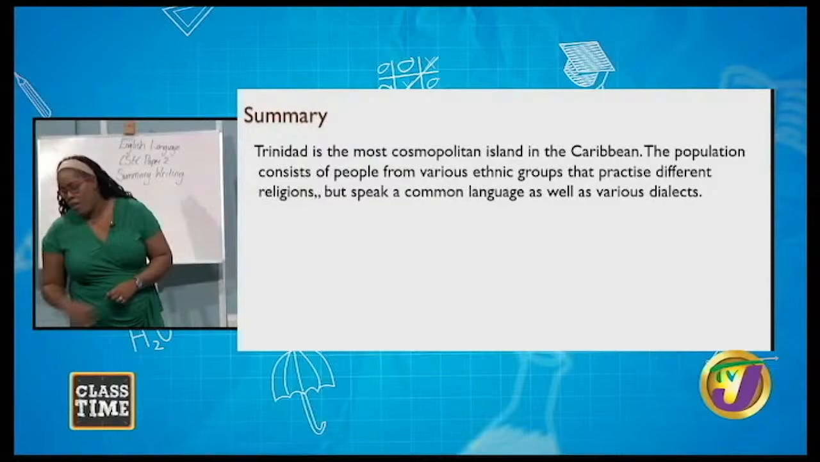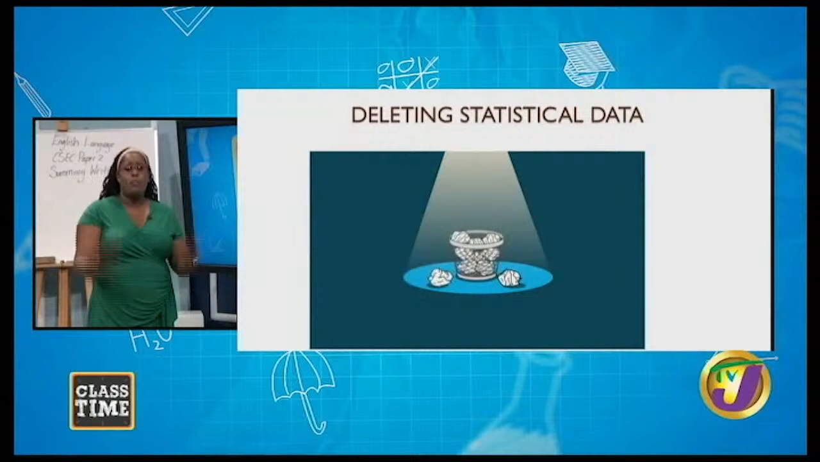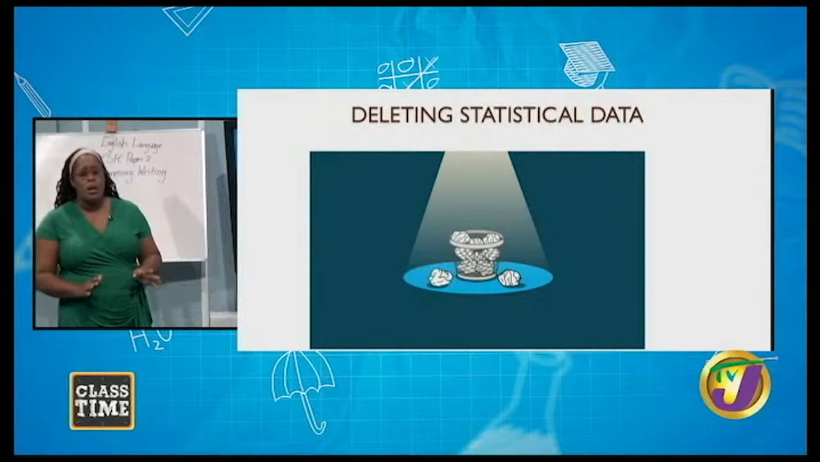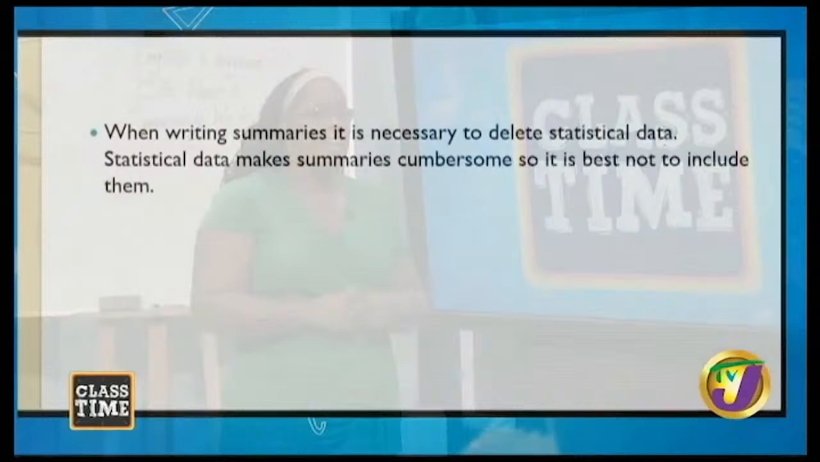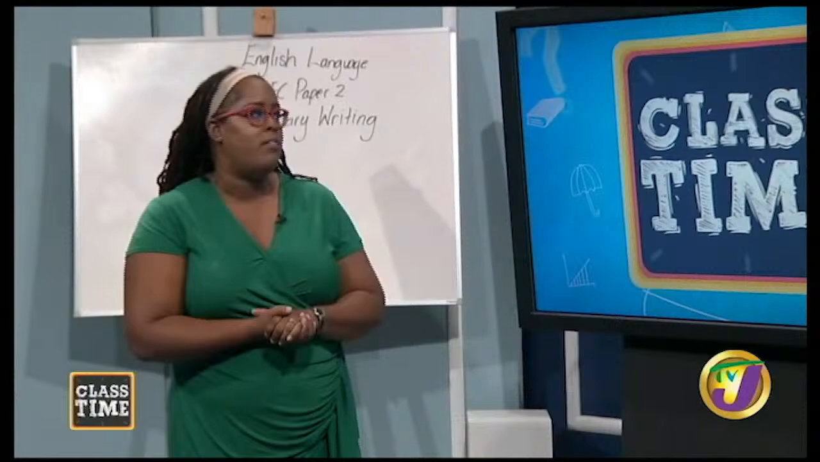Deleting statistical data. This is another step in summary writing, right? When we're writing our summaries, we don't need to include all of this information. We need to get to the point so that persons are able to understand it better. So we don't need to include all that statistical data. Now, when writing summaries, it is necessary to delete statistical data, as I said before. Statistical data makes summaries cumbersome, so it is best not to include them. And statistical data is usually used as emphasis as well, so we don't really need to include them in our summaries, all right?